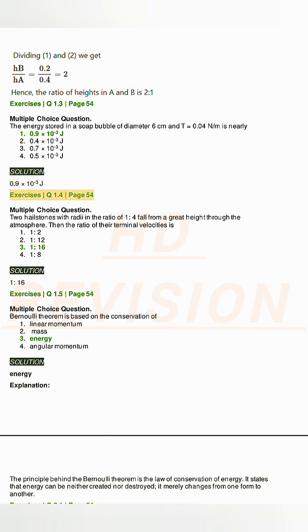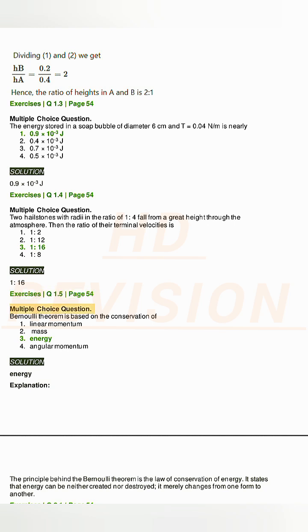Exercises Q1.4, page 54. Multiple choice question. Two hailstones with radii in the ratio of 1:4 fall from a great height through the atmosphere. Then the ratio of their terminal velocities is 1. 1:2, 2. 1:12, 3. 1:16, 4. 1:8. Solution. 1:16.